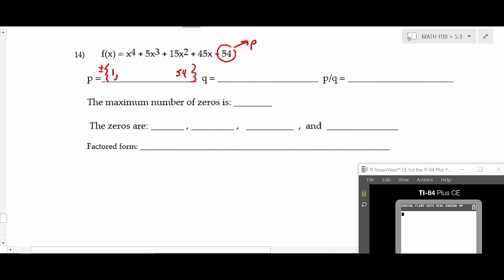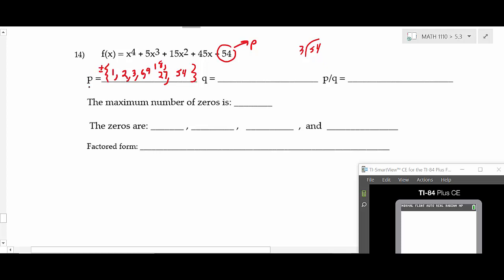I like to just kind of start outside in and kind of work my way like that. 2 goes into 54 27 times. You can use your calculator to help a little bit with that. 3 goes into 54 18 times. So we got 3 and 18. And then the only other thing, 4 doesn't work, 5 doesn't work, but 6 goes in 9 times.